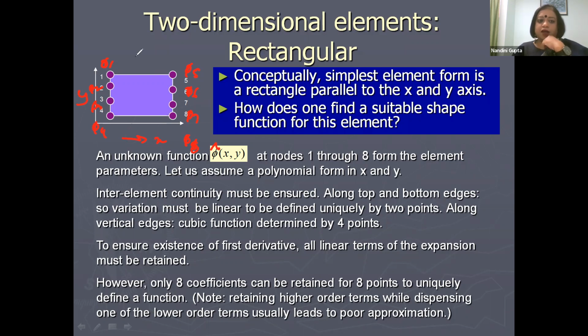So I have to find an unknown function phi, which passes through all these nodes. These values at these nodes have to be satisfied. So I need a polynomial. It cannot be a linear polynomial. What kind of a polynomial will be uniquely defined by 8 points? How many terms would you have in that polynomial? 8 terms.